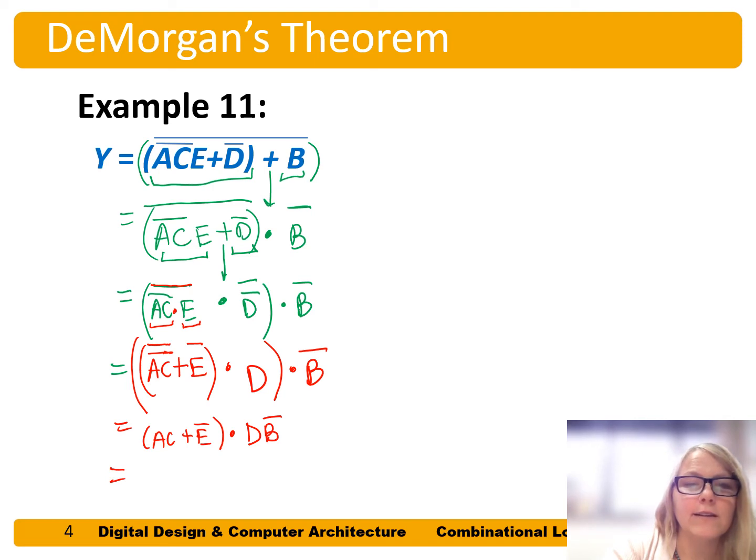Now I'm going to distribute this term across that OR expression. I'm going to put it in alphabetical order too. Well, actually, I'll leave it like this for now. AC, D, B bar. That's that. And then OR, E bar, D, B bar.